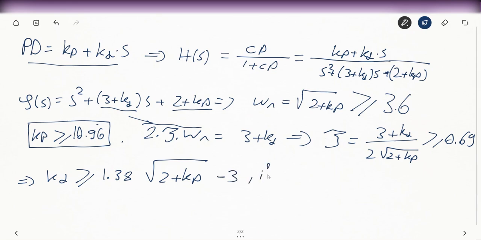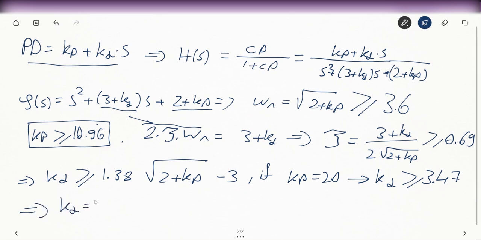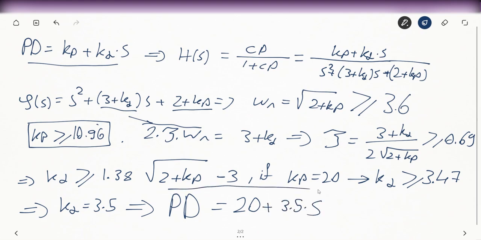If we select Kp to be 20, for example, which is a reasonable number, this means that Kd should be greater than or equal to 3.47 from my calculations. Now let's say that Kd is 3.5. The transfer function of the PD controller can then be written as 20 plus 3.5 times s. So by this, we have found a presumably suitable proportional derivative controller to achieve the given characteristics in the question. We will be simulating this in the upcoming video. Thank you for listening.